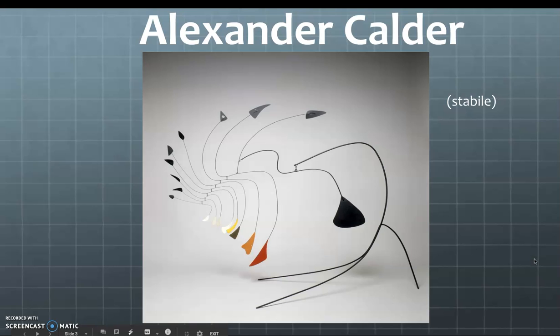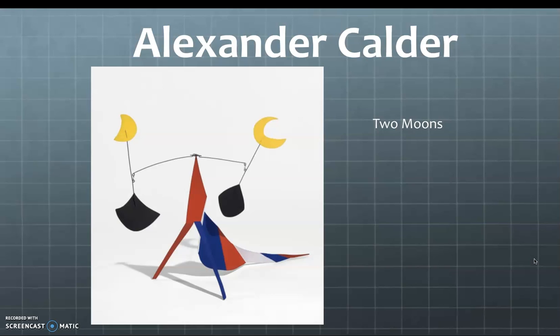So Alexander Calder was an American sculptor known for being the creator of the mobile and the stabile. So he was really the first artist to be creating artwork that was a stabile like this. And you can see the work is a little bit abstract. This one's titled Two Moons, also another stabile.